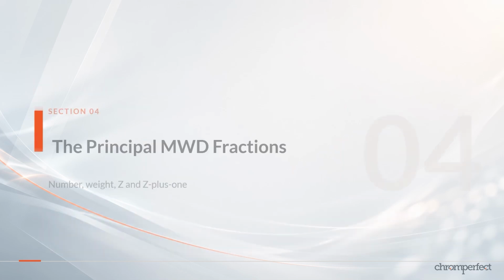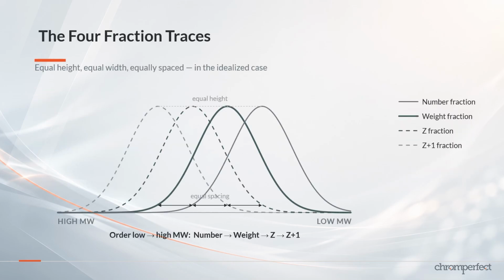The other molecular weight distribution fractions. The molecular weight distribution plot can display several fraction traces. The principal traces are the number fraction, the weight fraction, the z fraction, and the z+1 fraction. For the idealized chromatogram and linear calibration curve, these four traces share several regular characteristics. All four traces remain Gaussian. They have the same height and width. However, they are displaced from one another along the molecular weight axis.